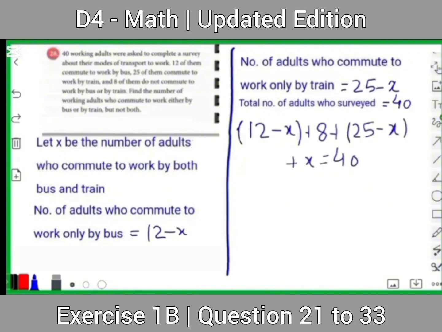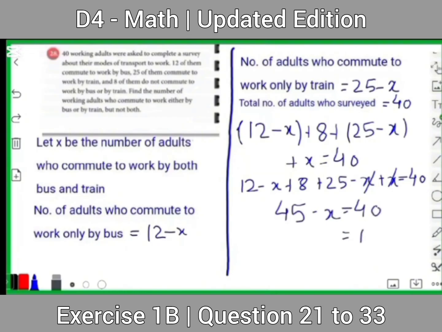Now we simplify. 12 minus X plus 8 plus 25 minus X plus X equals 40. The plus X cancels out with a minus X, and then we have 45 minus X equals 40. The plus 45 goes to the right hand side and becomes minus 45. So minus X equals minus 5, and the minus sign on both sides cancels out. So X equals 5. The number of adults who commute to work by both bus and train is 5.